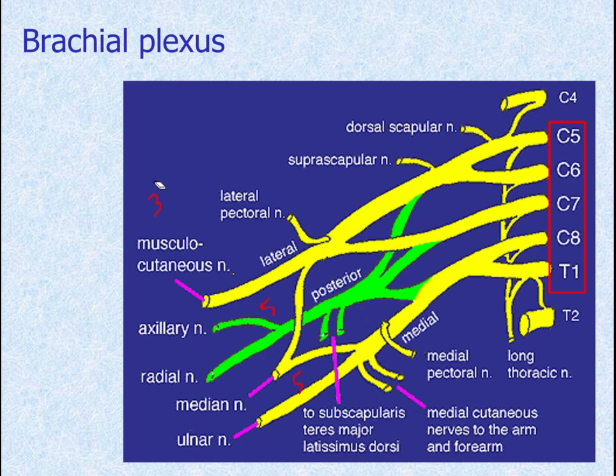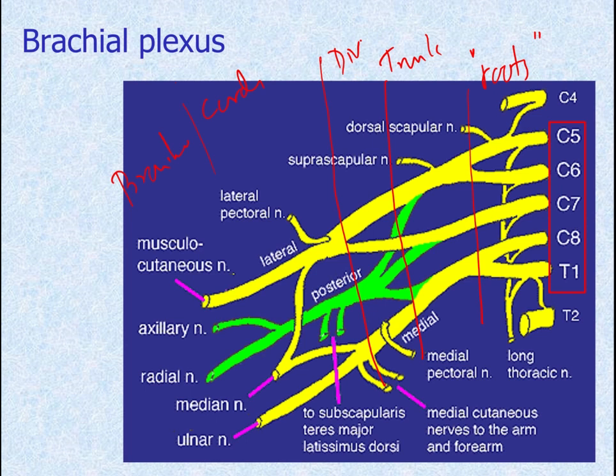Okay, coming back to this one again, therefore what you need to remember here, that at this level you get the roots of brachial plexus, then these are the trunks, then here you get the divisions, anterior and posterior divisions, and here you get the cords, lateral, medial and posterior cords. Then you get the branches here.